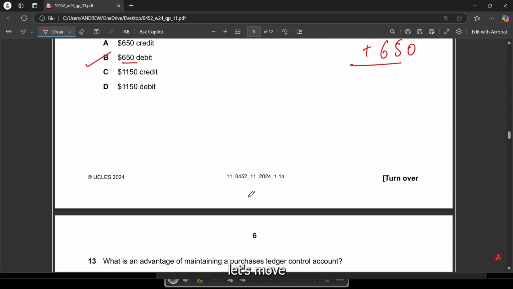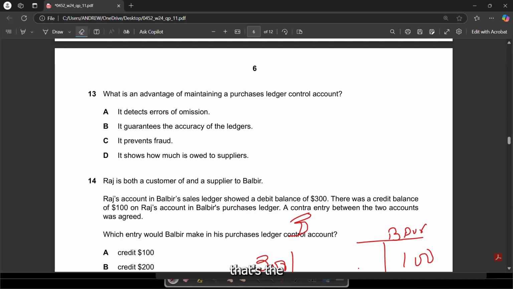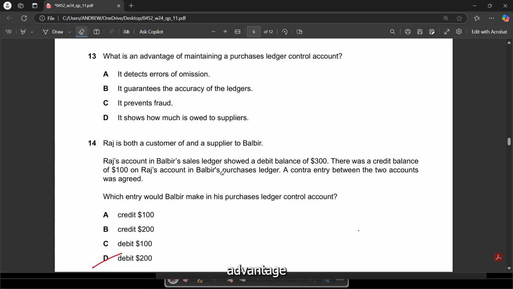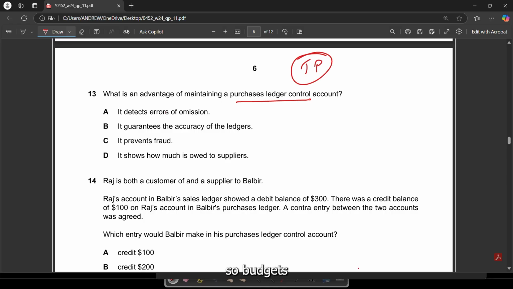Alright, let's move ahead with the next question. What is an advantage of maintaining a purchase ledger control account? Again, this is nothing but the totals of trade payables. So the purchase ledger deals with your trade payables. All the trade payables you will summarize and record in your purchase ledger. So what's the advantage? It detects errors of omission.